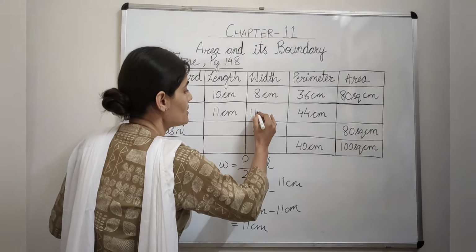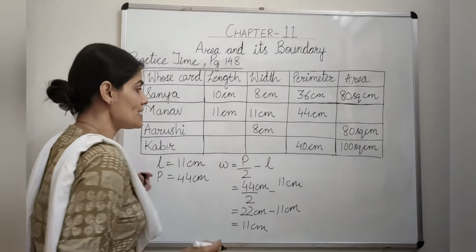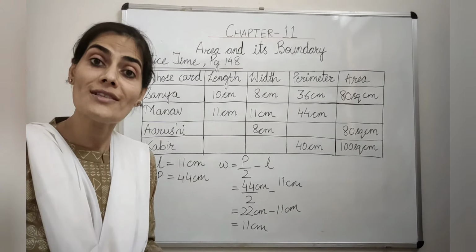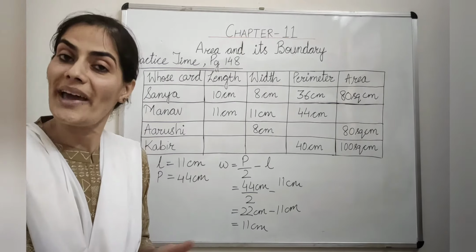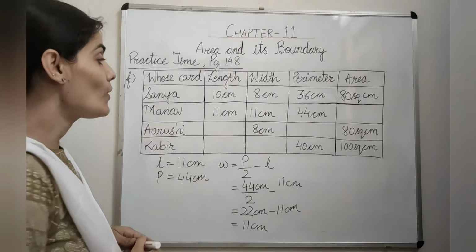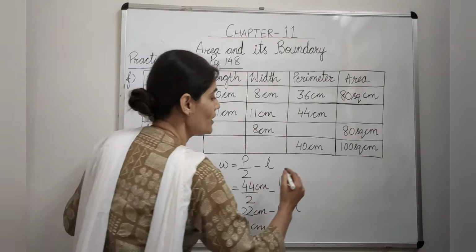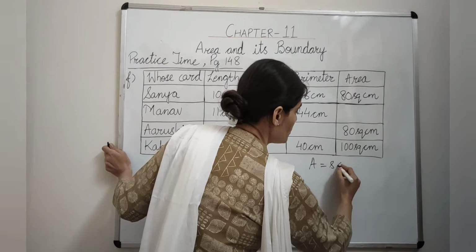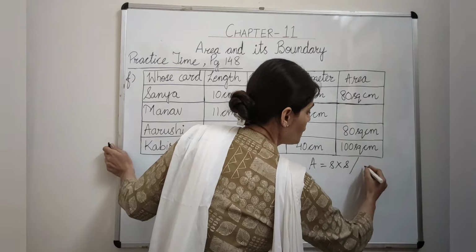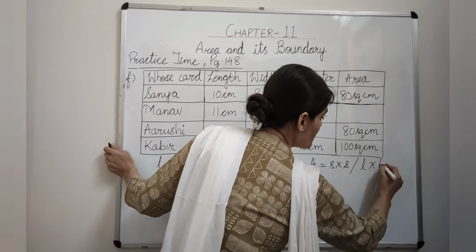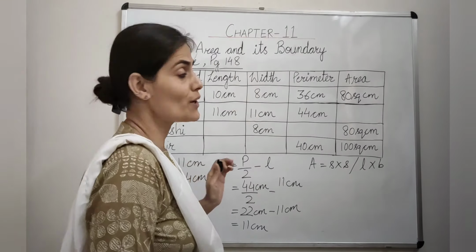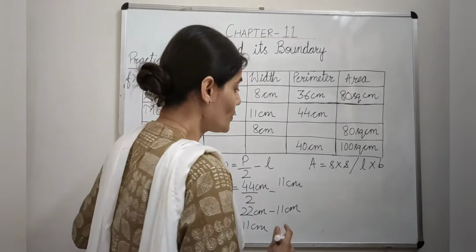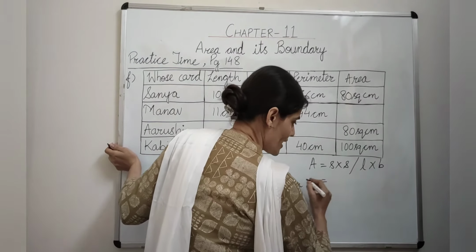That means the width of this card is equal to the length of the card, which shows the card is square in shape. Now, let's find the area. Area of a square card is equal to S into S. Even if you write L into B, we cannot put across because here the length is equal to width. Okay. So, both ways you can write here.